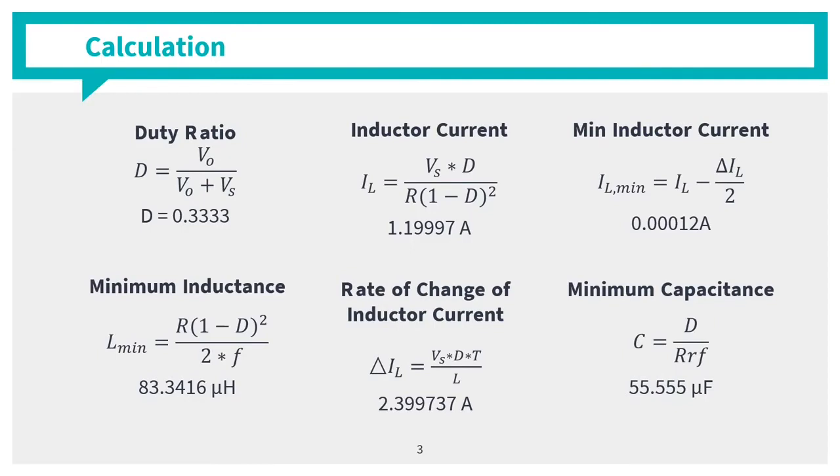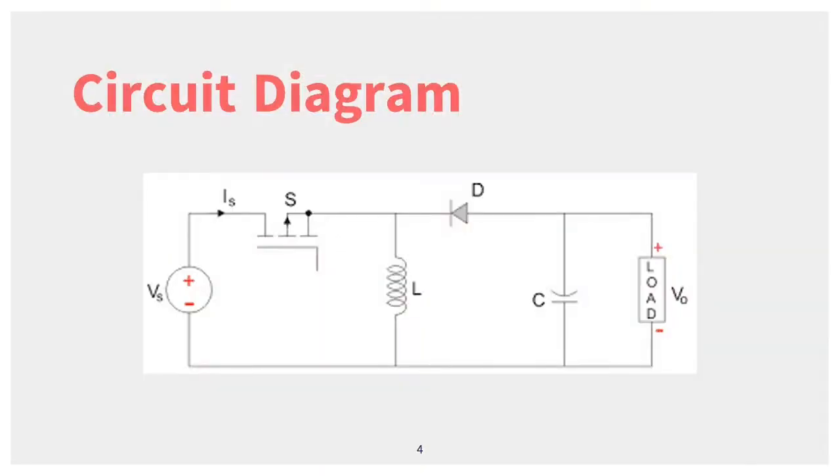1.9999. Similarly, you calculate the rate of change of inductor current, which is Vs into D into T divided by L, where T is 1 by the switching frequency. Then the minimum inductor current is IL minus delta IL by 2, and then capacitance is equal to D divided by R into ripple into frequency, which you get as 55.555 microfarad.